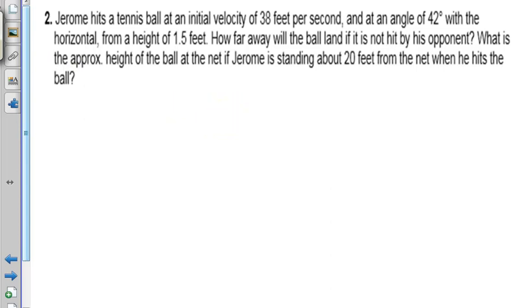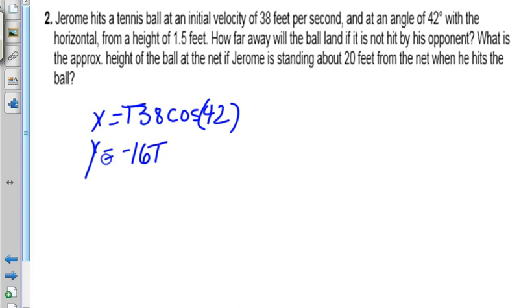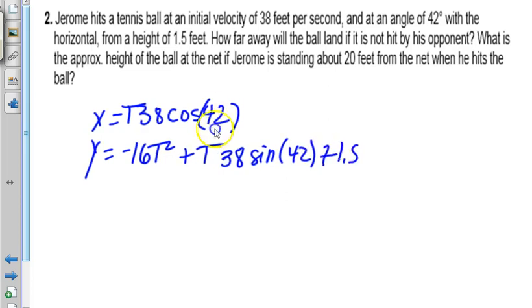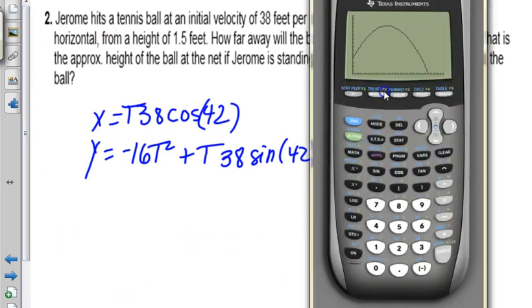All right. This one's fun. Jerome hits a tennis ball, 38, angle of 42, from a height of about 1.5 feet, right? Okay, then there's all these other questions, but let's get this typed in.